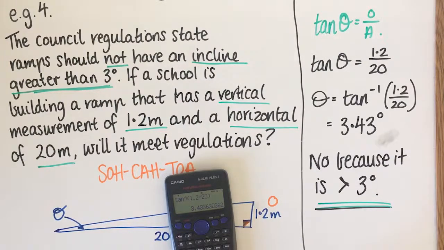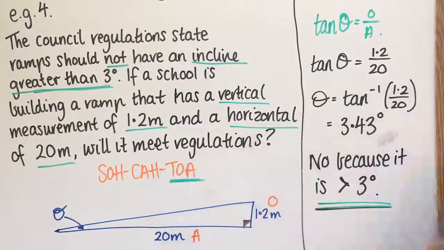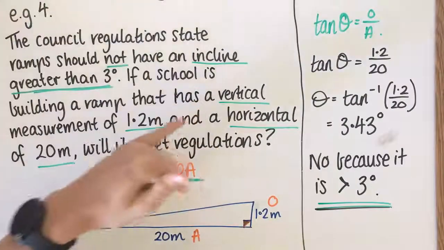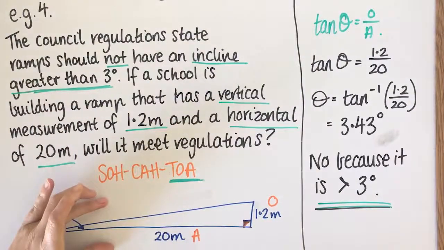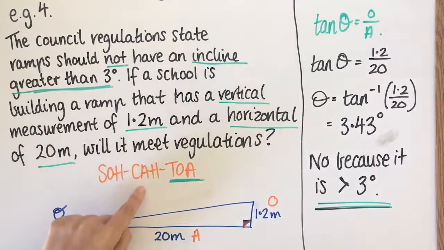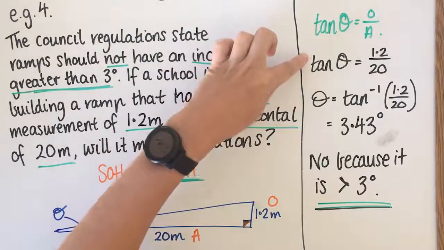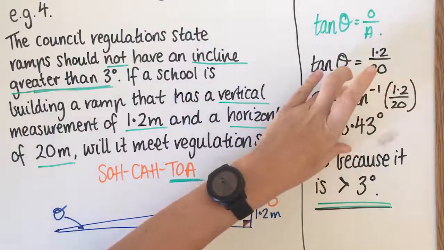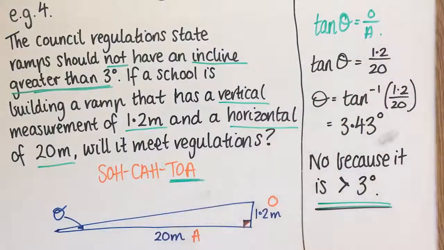So if we think back to our learning intention and success criteria, the learning intention was to be able to use trigonometry to solve worded problems. We had to select key information. We had to draw a labeled diagram. We had to choose the right ratio. Then we had to substitute, rearrange if need be, and then solve to find our answer. So if you can do all of those things, then you've met today's success criteria.